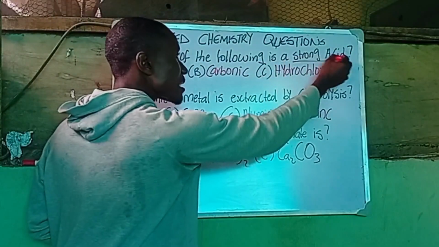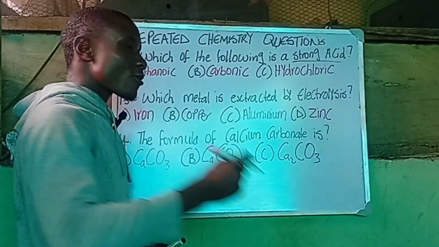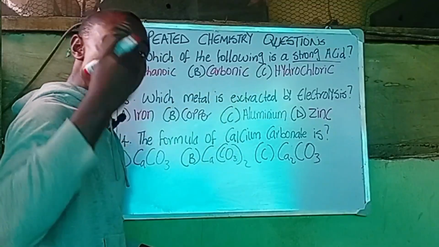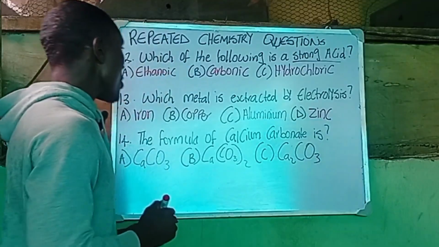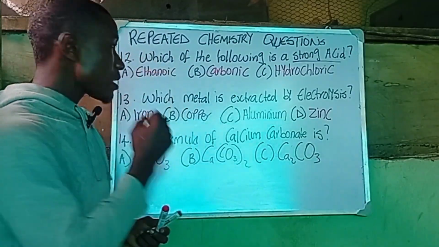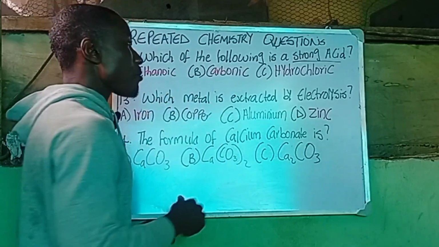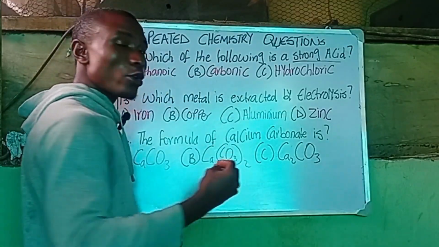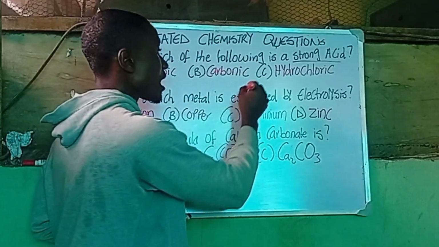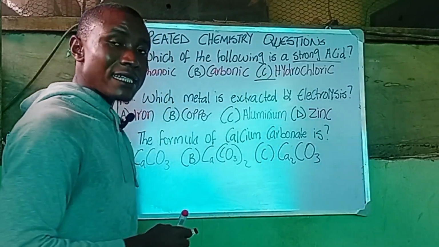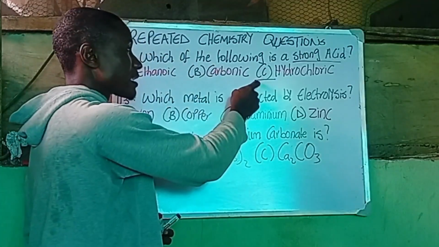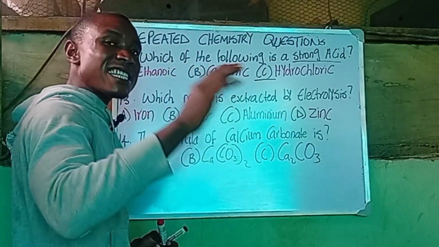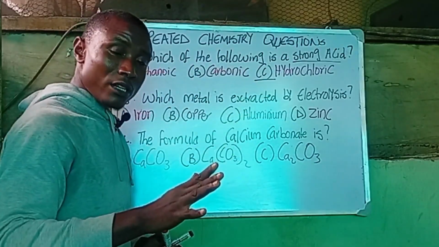Number 12 says, which of the following is a strong acid? Emphasis on strong acid. All the options here are going to be acids, but among them, one is going to be the strong acid. We have A, ethanoic acid, B, carbonic acid, and C, hydrochloric acid. The correct option is hydrochloric acid. I already told you why hydrochloric acid is a strong acid. It dissolves fully in water.